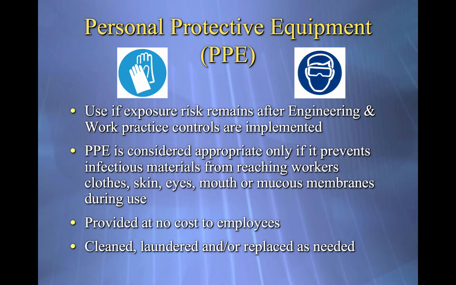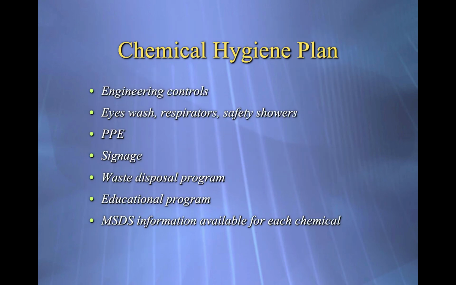If you asked for it, you should get it. They should not charge you for it. And it should be clean, laundered, and or replaced as needed, and cleaned and laundered on site or through a specified contract with some agency that does this cleaning. They don't want you taking this stuff home and washing it in your clothes washer with your family stuff. Okay, so that's PPE. If you're working with chemicals, you must have a chemical hygiene plan, and this includes engineering controls. So things like, I don't use glass bottles. I use bottle containers. I use carriers for heavy stuff.